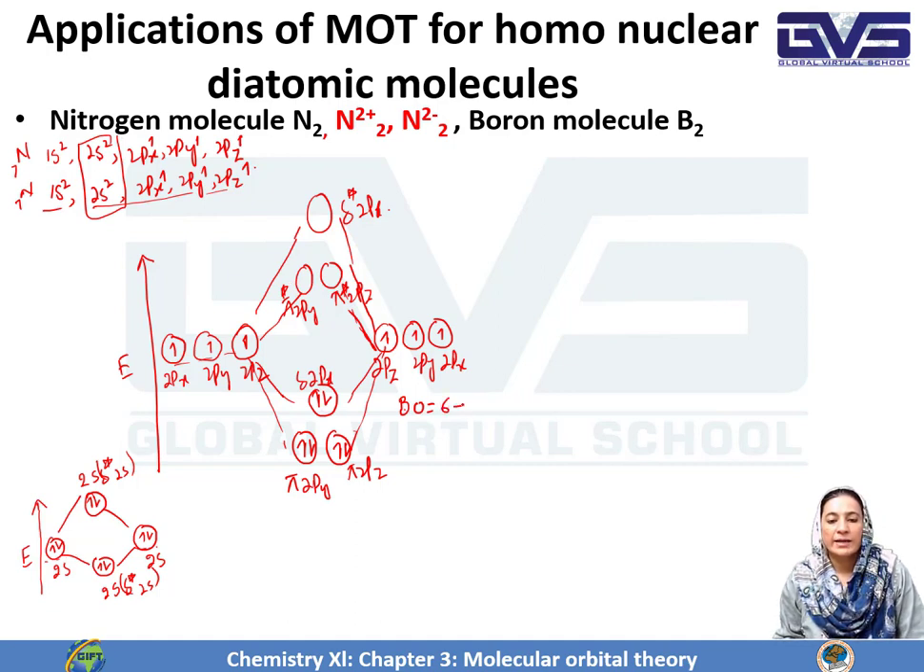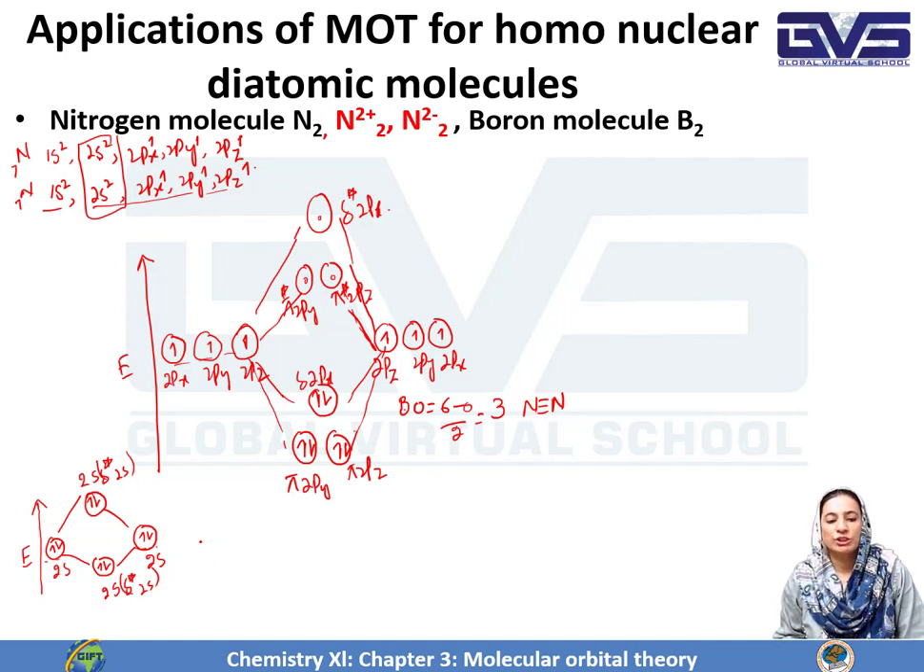6 minus the number of electrons in the anti-bonding. There is no electron in the anti-bonding, so 6 minus 0 divided by 2, so you got the answer 3. Answer 3 means nitrogen has a triple bond between them. Bond order 3 means the two nitrogens have 3 bonds between them.